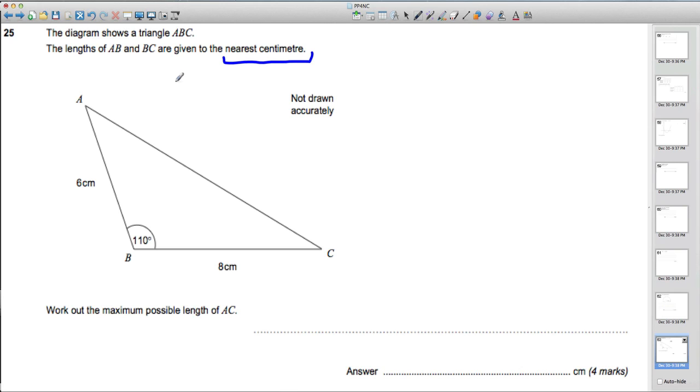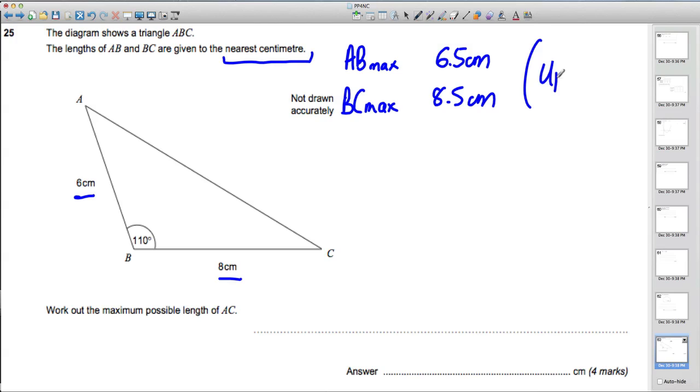Okay, now the maximum possible length of AC must occur when this is maximum and this is maximum. So AB, the upper bound of that, well, if it's measured to the nearest centimetre, you halve that to 0.5 centimetres and you add it on. So AB max is 6.5 centimetres. BC max must be 8.5 centimetres. They're the upper bounds.